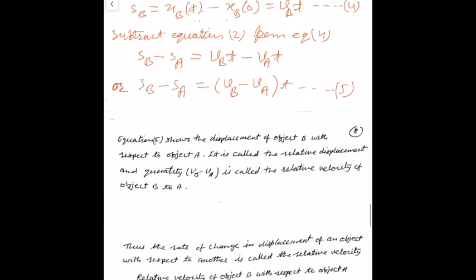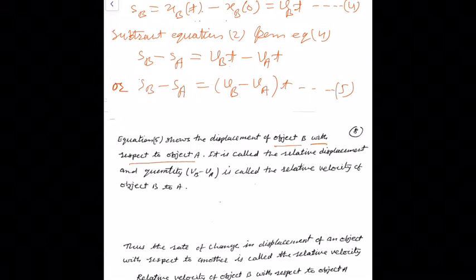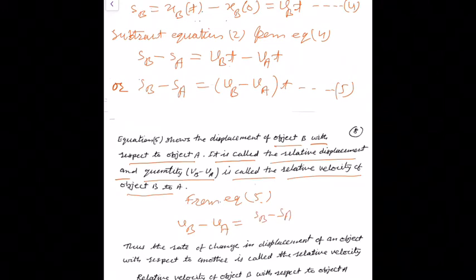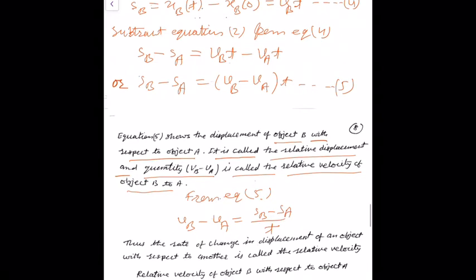Equation 5 shows that the displacement of object B with respect to A is called the relative displacement, and the quantity VB minus VA is called the relative velocity of object B to A. From equation 5, VB minus VA is equal to (SB minus SA) upon T.